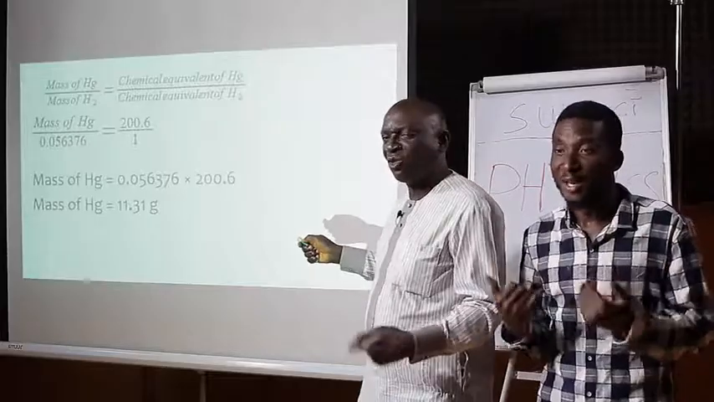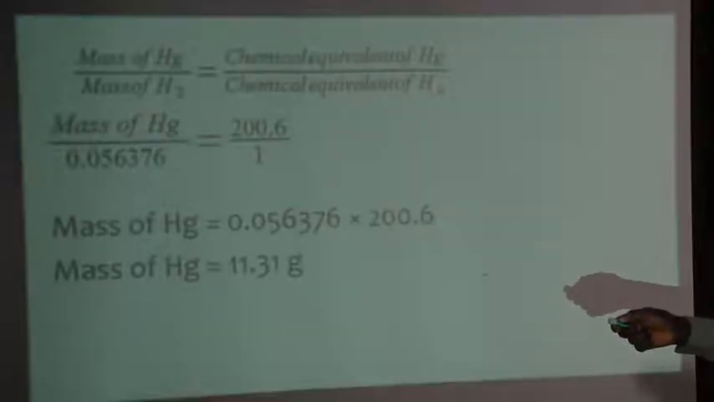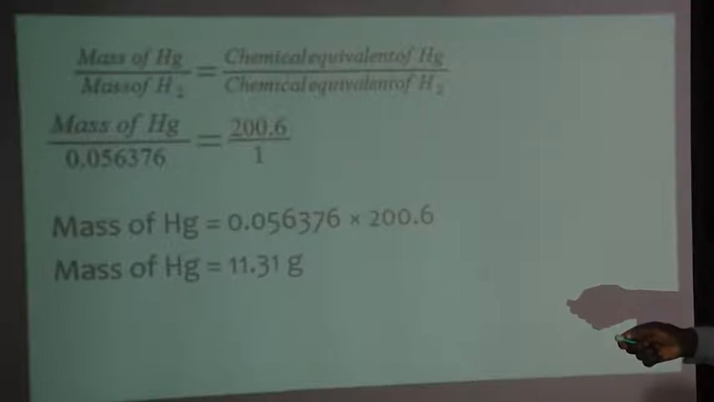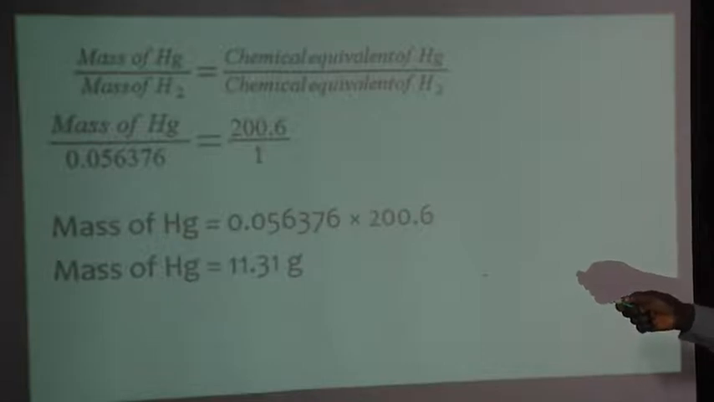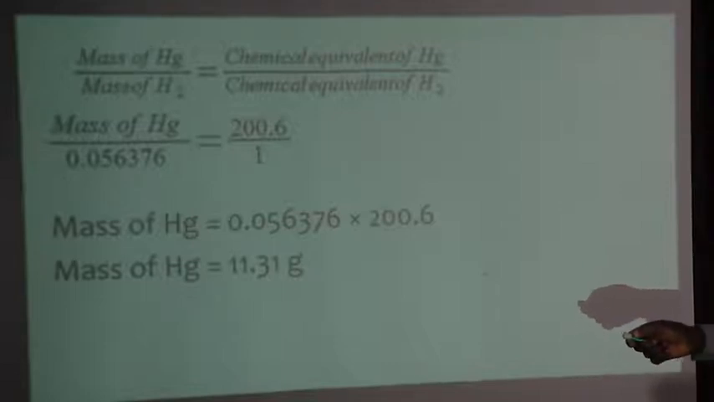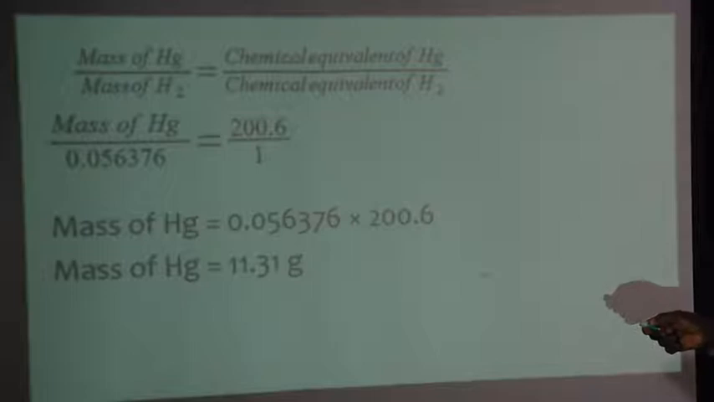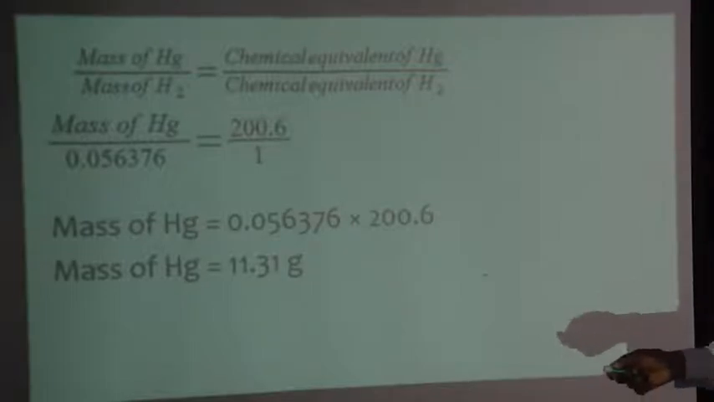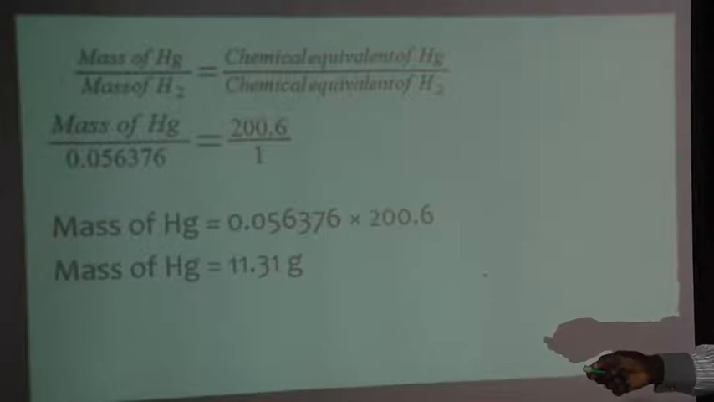Okay, so now we are going to substitute in our values. So we have mass of mercury, Hg, over 0.056376 equal to 200.6 over 1. And if we do our cross multiplication, we will now have mass of mercury times 1, which will give us mass of mercury equal to 0.056376 times 200.6. And our mass of mercury will be equal to 11.31 grams.